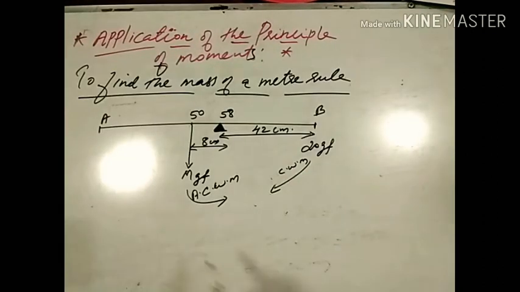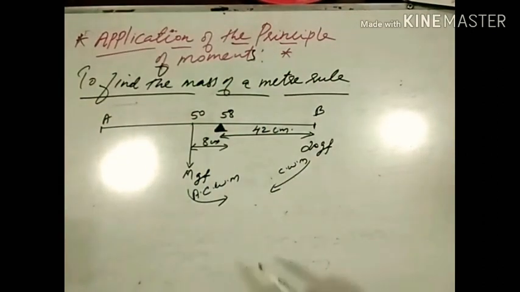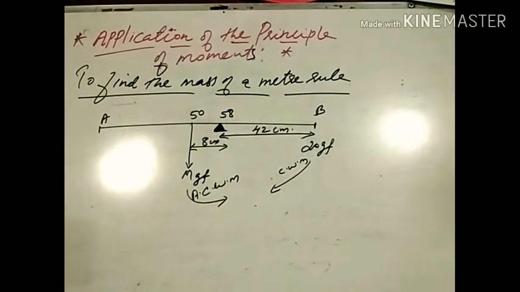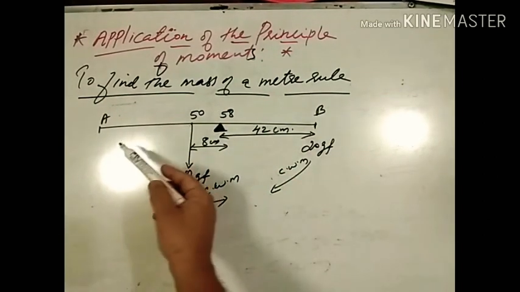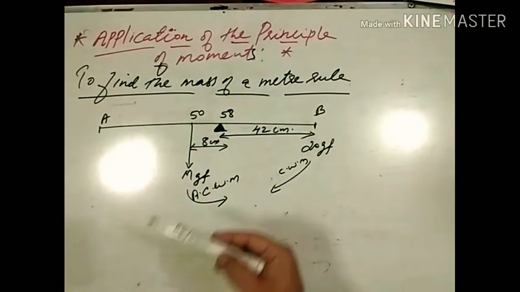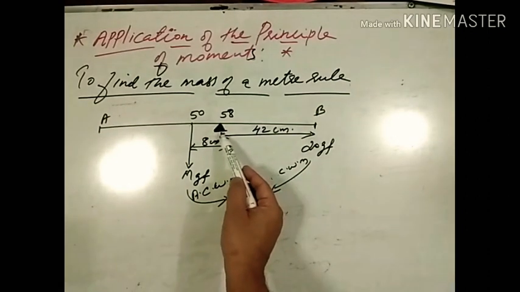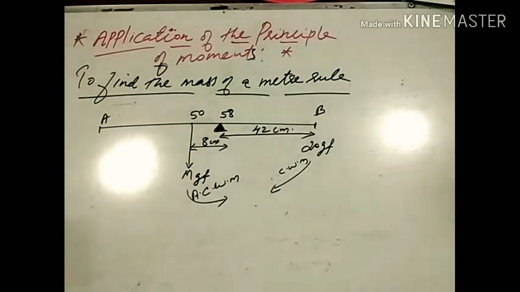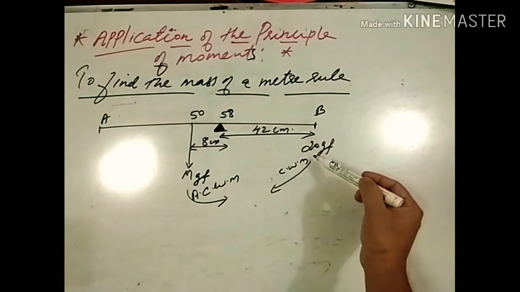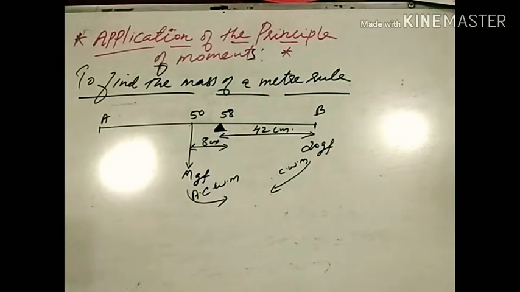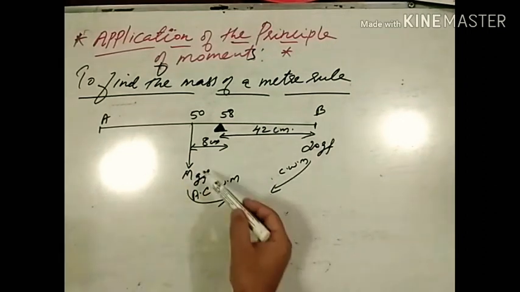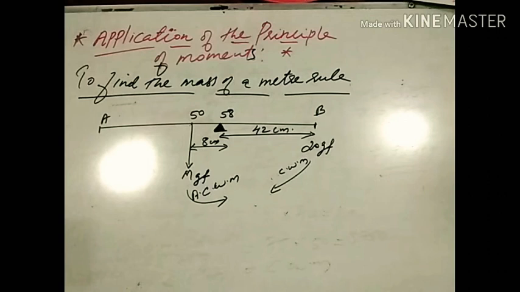Now let us study the second application of principle of moments, that is to find the mass of a meter rule. In the previous case we found the mass of an unknown object. Here we are finding the mass of a meter rule. A uniform meter rule AB balances horizontally on a knife edge or fulcrum placed at the 58 centimeter mark. When a weight of 20 gram force is suspended from end B, what is the mass of this meter rule? You have to find out the mass of the meter rule.